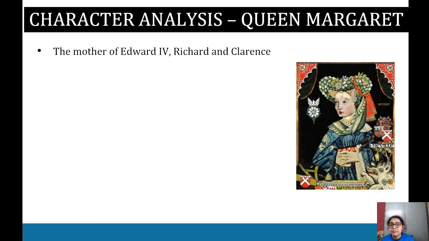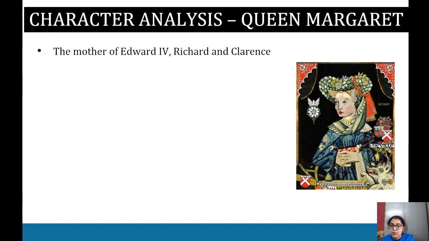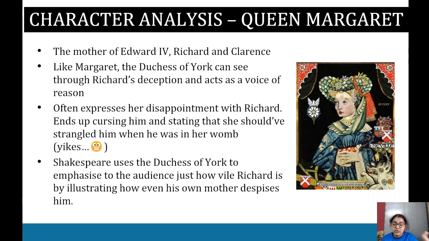Then we've got the Duchess of York. Now, Queen Margaret was the widow of King Henry VI, but the Duchess of York is the mother of Edward, Richard, and Clarence. Like Margaret, the Duchess of York can see through Richard's deception and acts as a voice of reason. She often expresses her disappointment with Richard, ends up cursing him and stating that she should have strangled him when he was in her womb. She does say that. So Shakespeare uses the Duchess of York to emphasize to the audience just how wild Richard is, and again adhere to those principles like, nature didn't want him there.